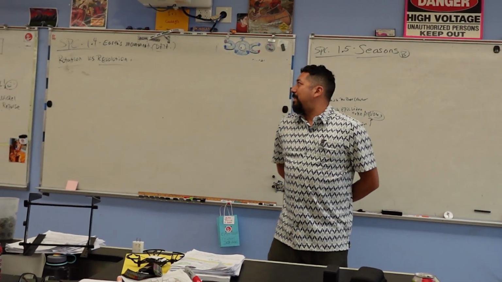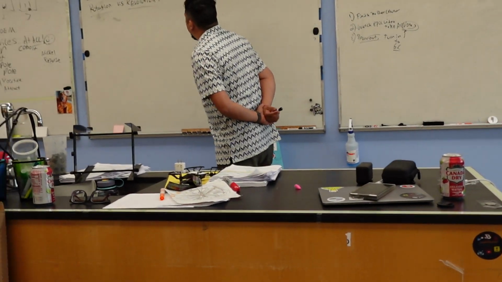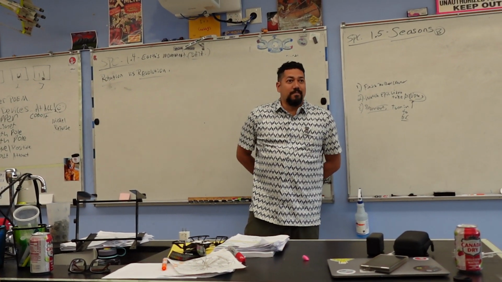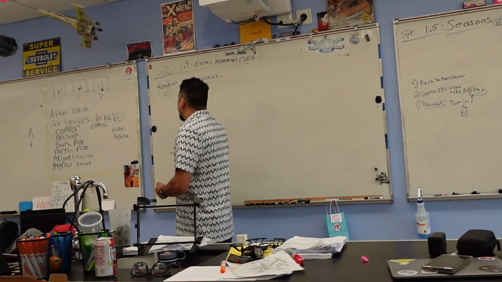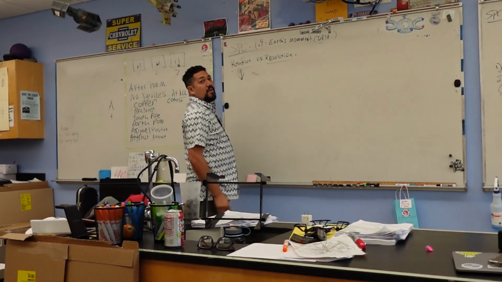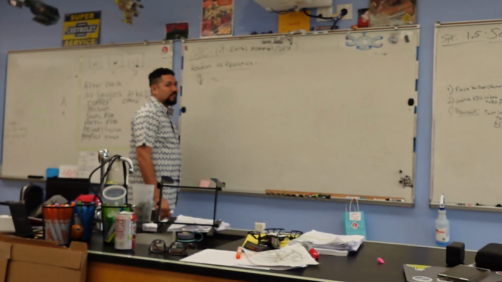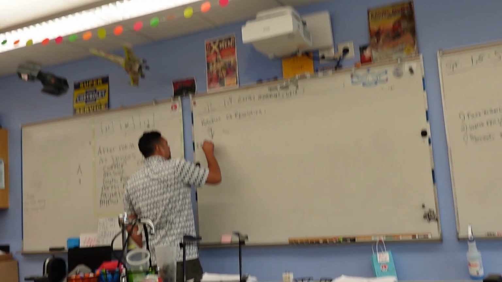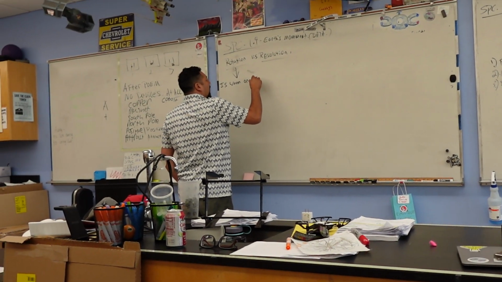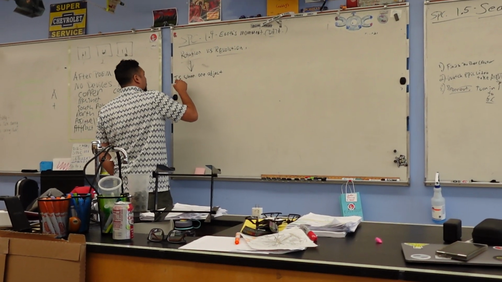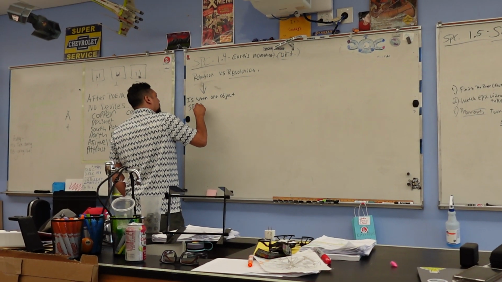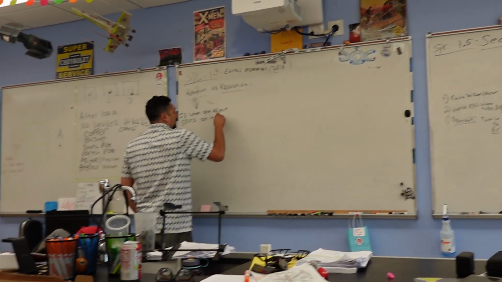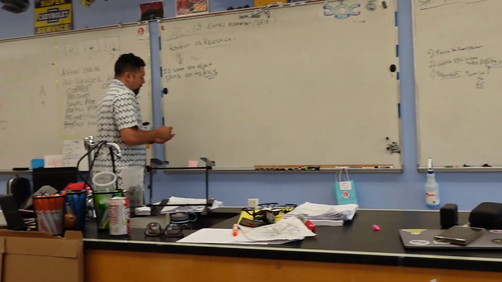So we're writing on a blank piece of paper, SPC 1.4, Earth's movement data, rotation versus revolution. Rotation is when one object spins on its axis. Please write that down.